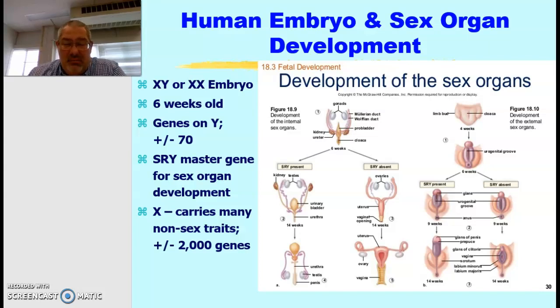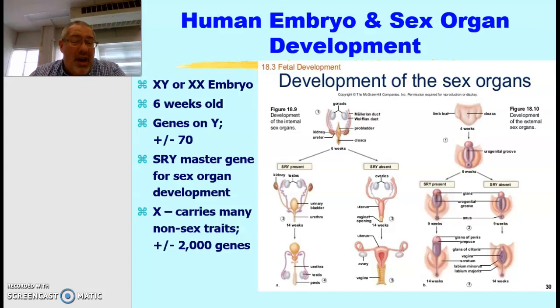An XY embryo at about 6 weeks of development will begin to develop the male genitalia due to a master or homeotic gene on the Y chromosome called the SRY master gene. It is a master gene that turns on a number of other genes that are involved in the development of the male genitalia.